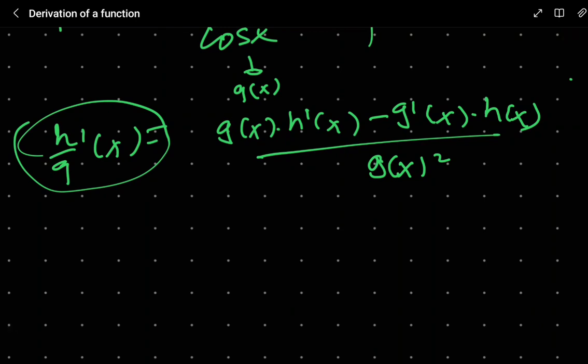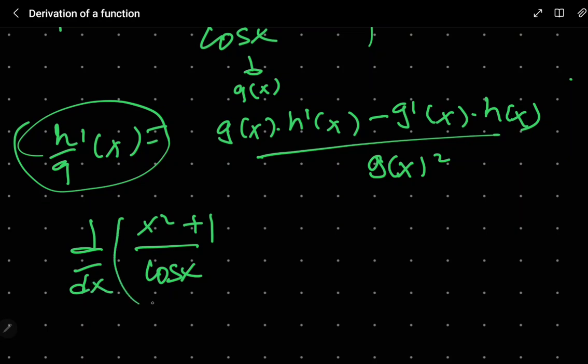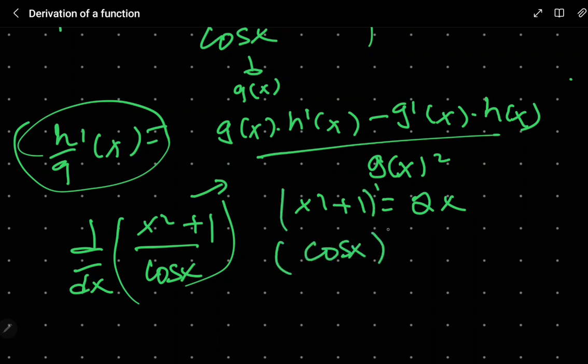Now we have x squared plus 1 over cos x, and we are looking for d/dx of this. What is the derivative of x squared plus 1? This is only 2x. What is the derivative of cos x? The derivative of cos x is minus sine x. Please study the above table: minus sine x.